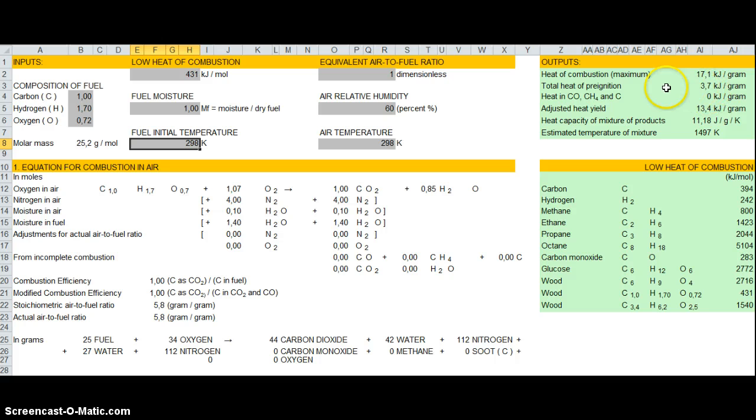So again, if you now go back to 0, absolutely dry fuel, what you see is that the total heat of pre-ignition is reduced substantially. It's only 0.6 kilojoules per gram, and the adjusted heat yield, 16.5, is very close to the maximum heat of combustion that is possible to be released by this fuel when it's dry.